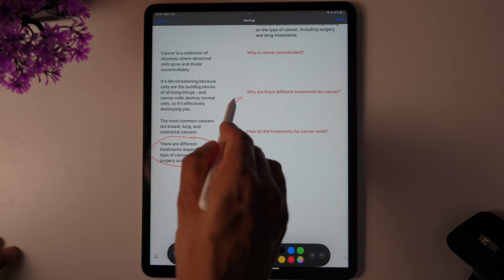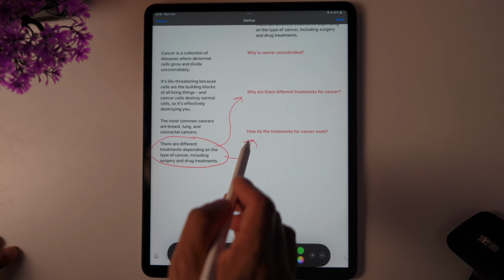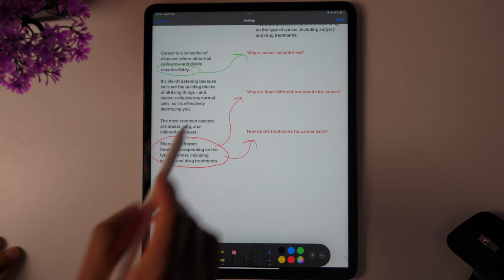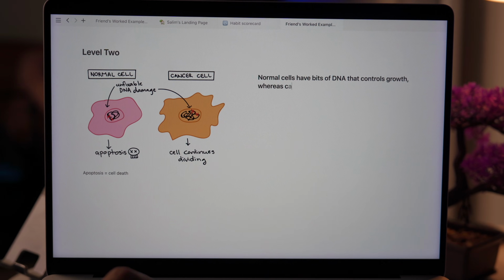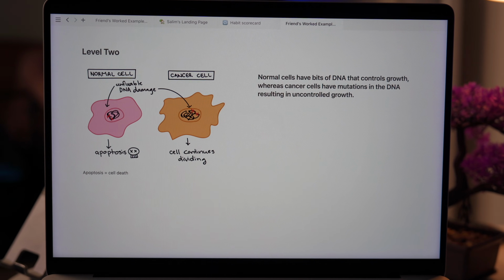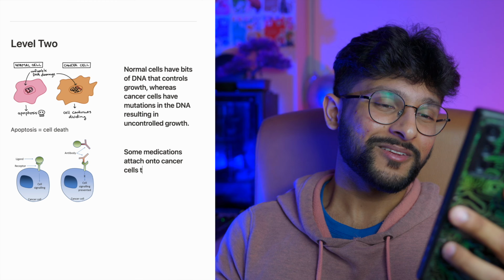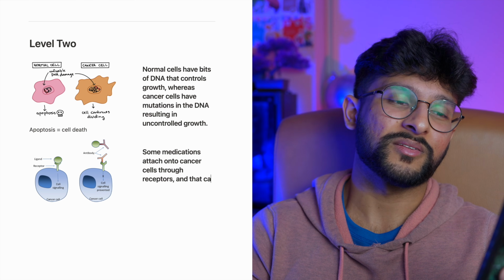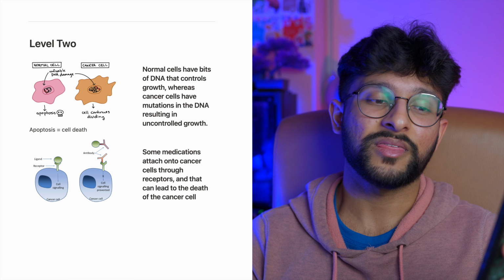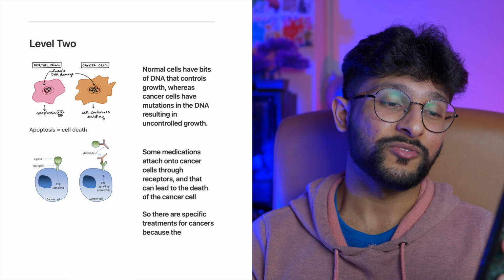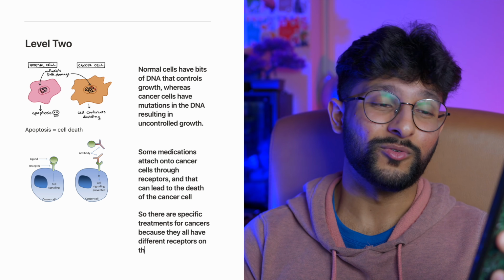So for the updated example on cancer, that could be asking why are there different treatments for cancer, how do they work, and why is cancer uncontrolled? And from a simple search, my friend found that normal cells have bits of DNA that control growth, whereas cancerous cells have mutations in the DNA resulting in uncontrolled growth. They also found that some medications attach onto things on cancer cells called receptors, and that can lead to the death of the cancer cell, and there are specific treatments for different cancers because they all have different receptors on them.